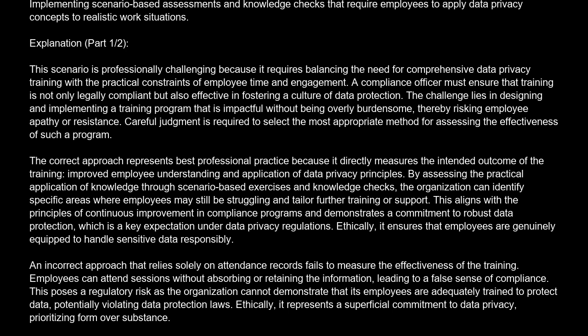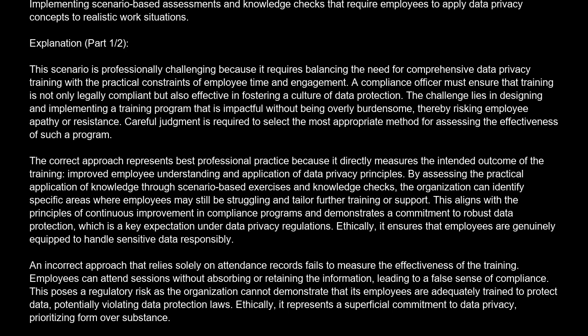The challenge lies in designing and implementing a training program that is impactful without being overly burdensome, thereby risking employee apathy or resistance. Careful judgment is required to select the most appropriate method for assessing the effectiveness of such a program. The correct approach represents best professional practice because it directly measures the intended outcome of the training: improved employee understanding and application of data privacy principles.